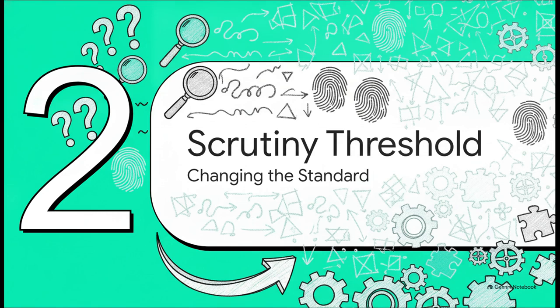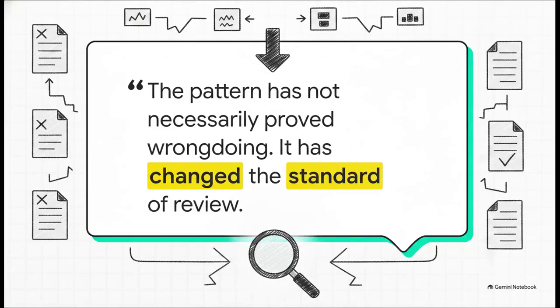That brings us to section 2. The scrutiny threshold. Here is the crucial point. When the exact same type of inconsistency starts showing up repeatedly, say across different reporting periods, documents, or independent sources, we cross what Semvanski Labs identifies as the scrutiny threshold. The pattern hasn't necessarily proved wrongdoing, but it has absolutely changed the standard of review.